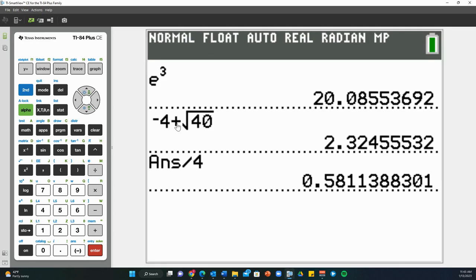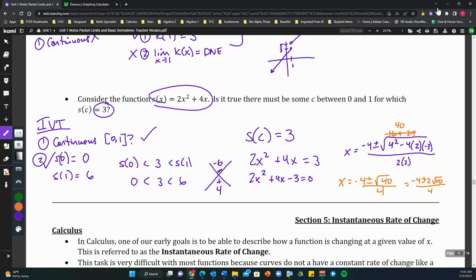Now, if you think about it, the other version of this is -4 minus the square root of 40, which would produce a negative value. So in this case, it's not worth our time to find that other one because our interval is only from 0 to +1. So we know that the value of c that we were actually looking for is 0.581. That is the value of x that produces that desired y value.